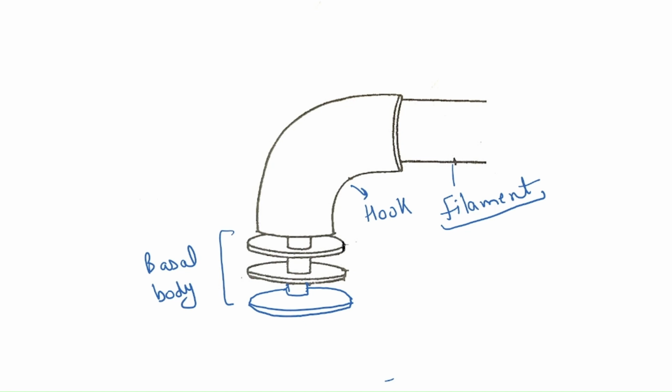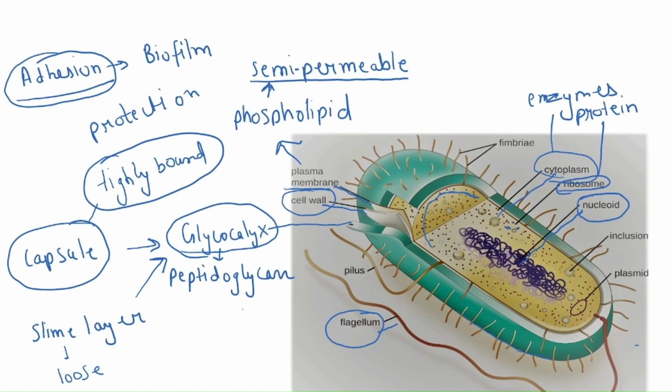Now let's talk about other structures. This is the pilus. What are pili? Pili are short hair-like appendages on the cell surface. They help in cell attachment. We can call it pilus or pili. For many hair-like appendages, it is pili, and for a singular one, it is pilus. They help in cell attachment.